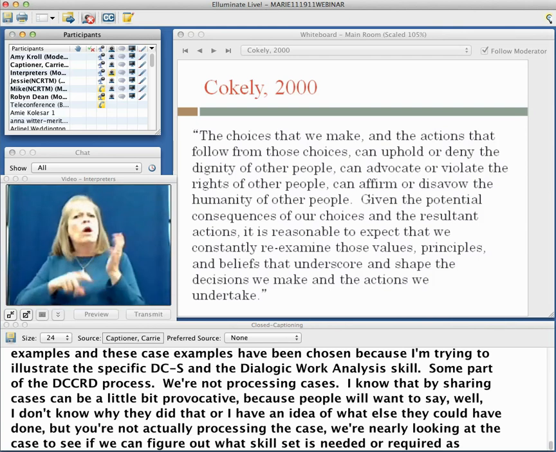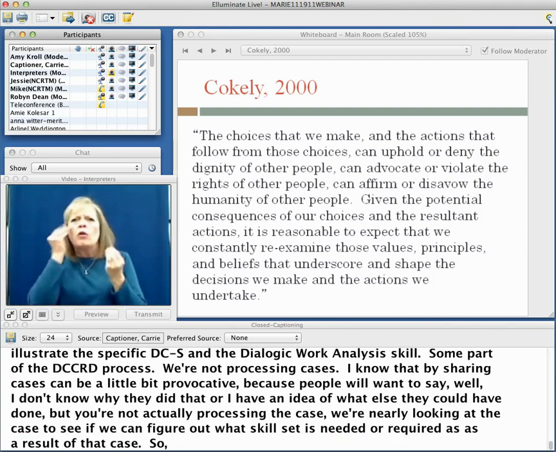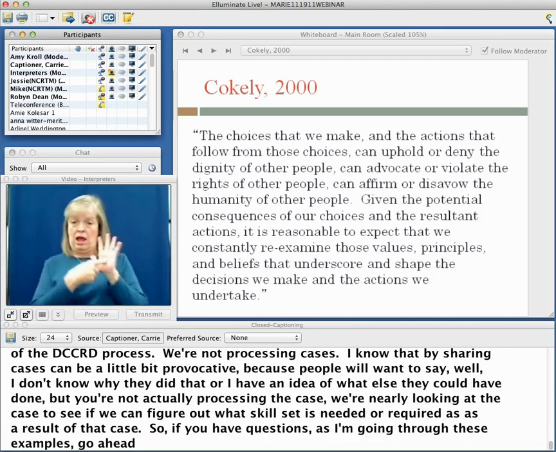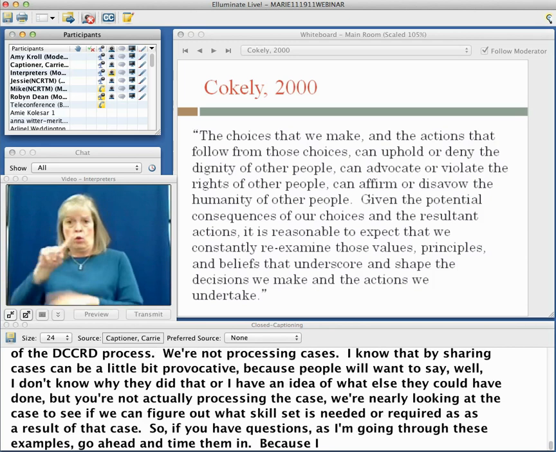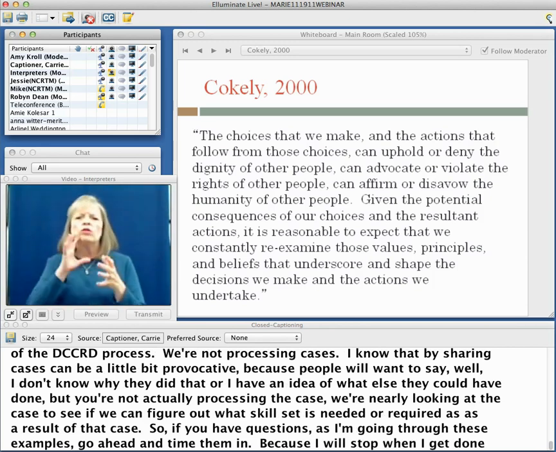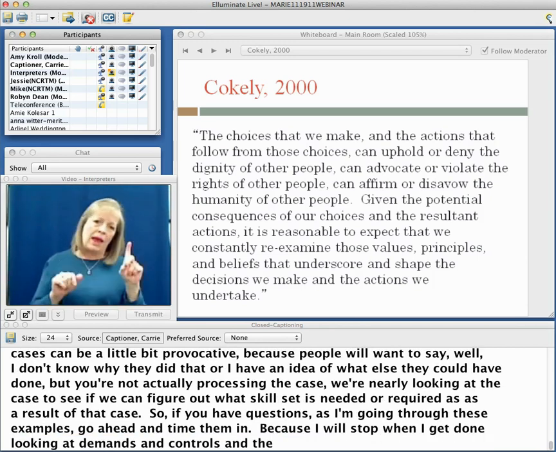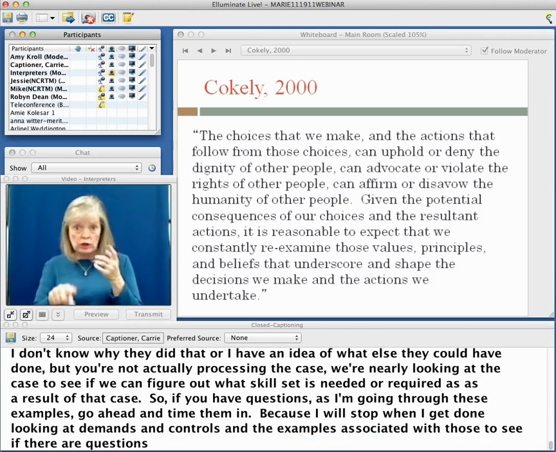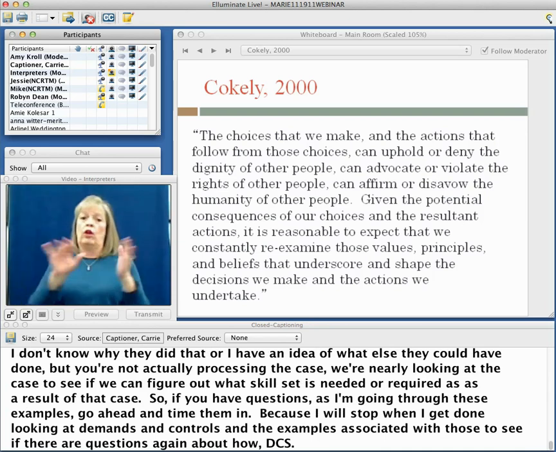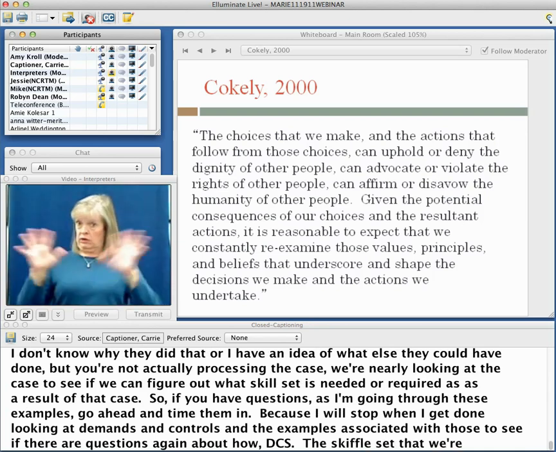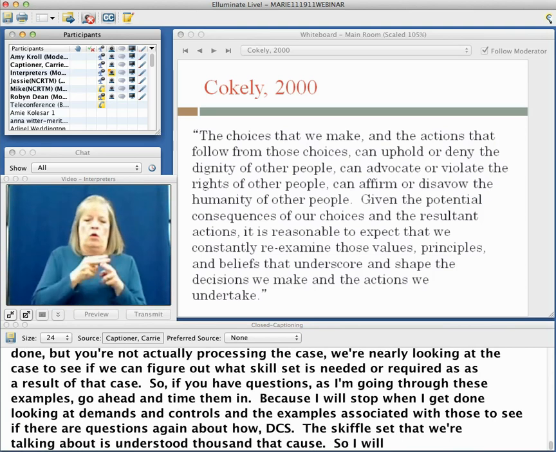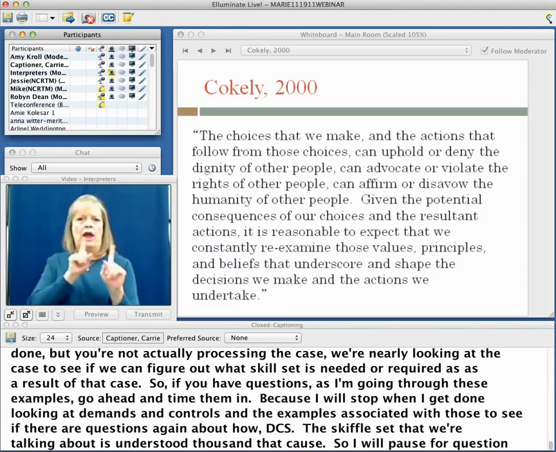So if you have questions as I'm going through these examples, go ahead and type them in, because I will stop when I get done with looking at demands and controls and the examples associated with those to see if there are any questions about, again, how DCS, the skill set that we're talking about, is understood through that case. So I'll pause for questions and answer them before we move on to the next skill set, which will be building demand constellations.